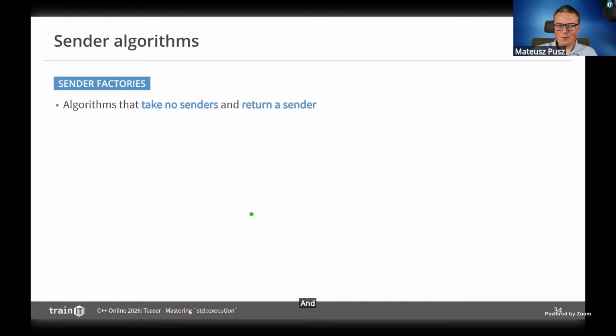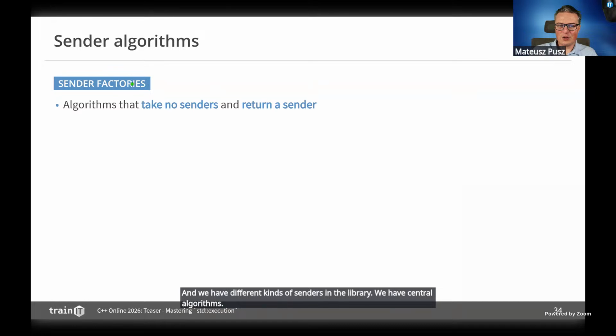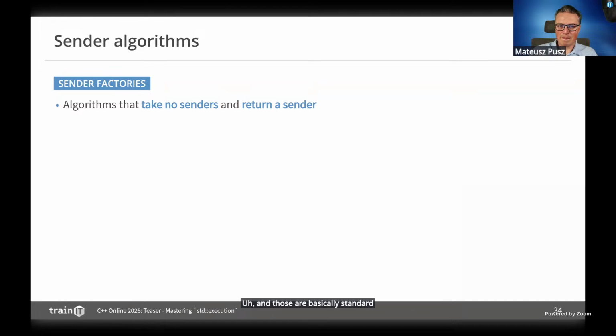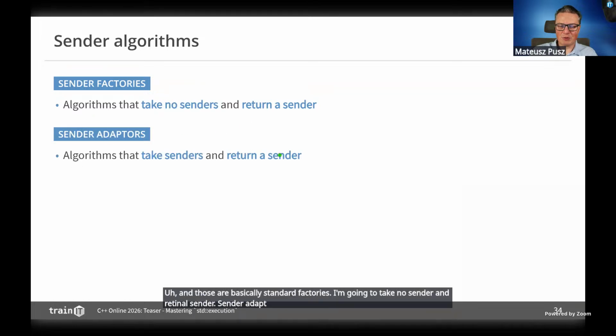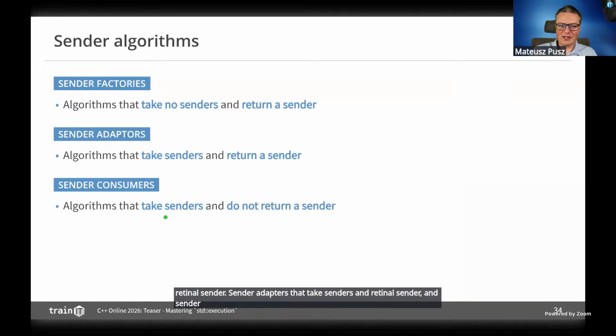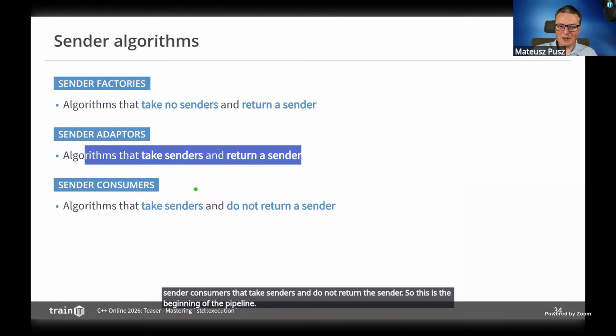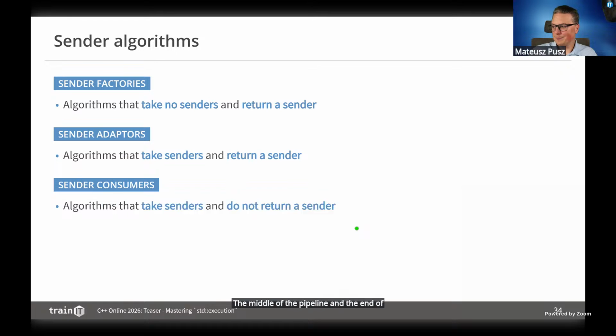And we have different kinds of senders in the library. We have sender algorithms, and those are basically sender factories: algorithms that take no sender and return a sender. Sender adapters that take senders and return a sender. And sender consumers that take senders and do not return a sender. So this is the beginning of the pipeline, the middle of the pipeline, and the end of the pipeline.